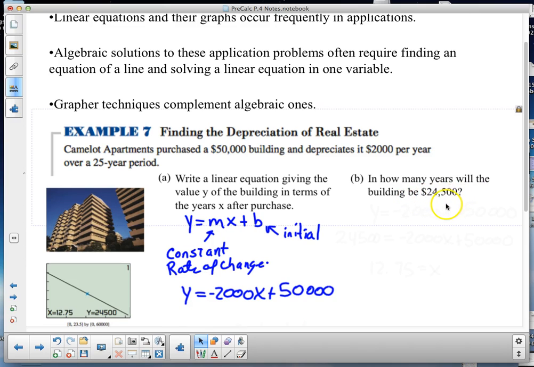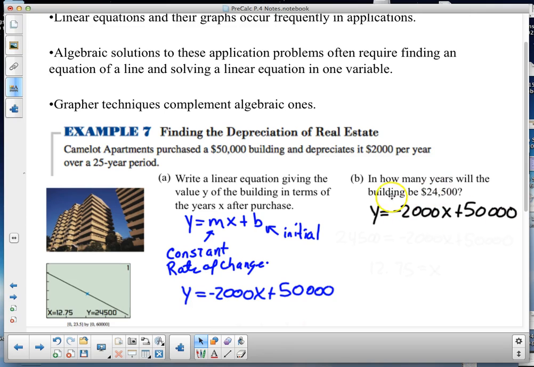There's a couple ways for me to do that. I can hit trace on my graph and I can arrow down, and my trace can change every 0.25 of a year as I go down, or I could do it graphically. So, I mean, algebraically, not graphically. This is my graphic answer. Keep in mind, I want to know when it's 24,500.